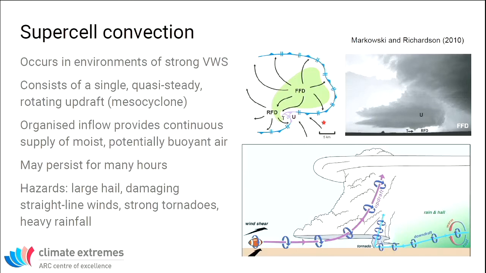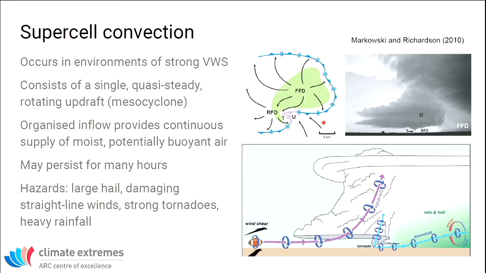And these storms are responsible for almost all of the large hail. By large hail, I mean hail that's kind of golf ball size and bigger is associated with these storms. They can be associated with damaging straight line winds as well. In fact, while generally we think of straight line winds as being associated with the outflow from a storm, some supercells can actually have inflow that is so strong that it can cause damage. That's rare, but it can happen.